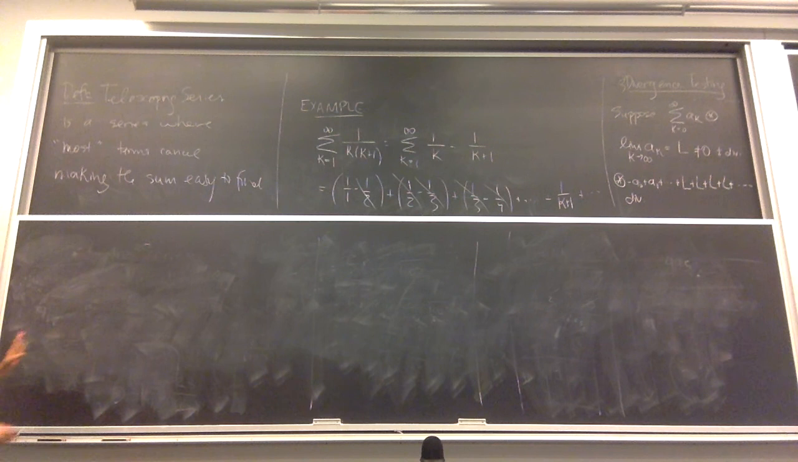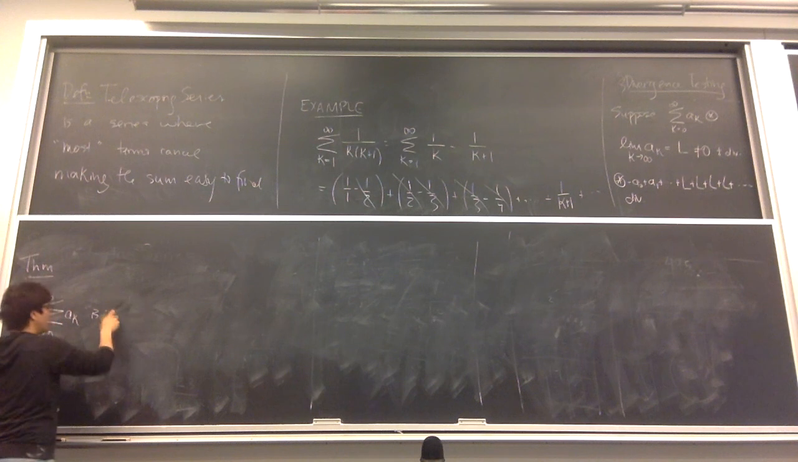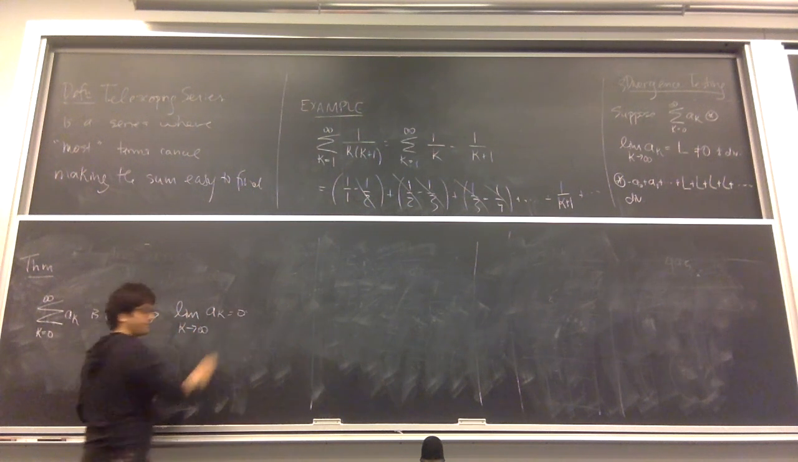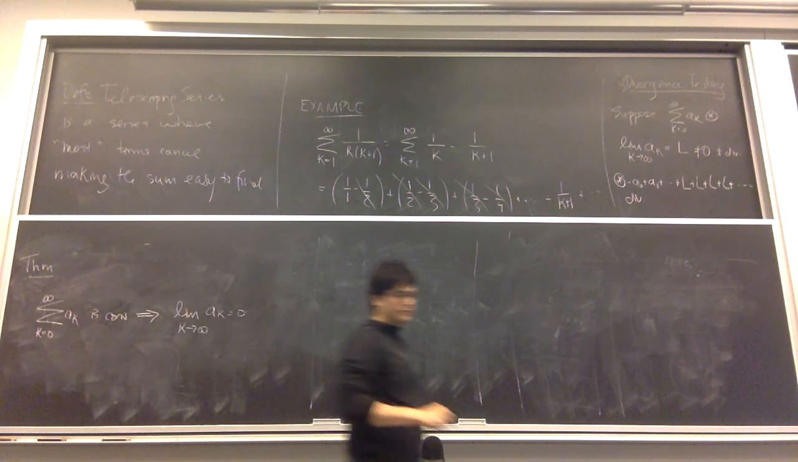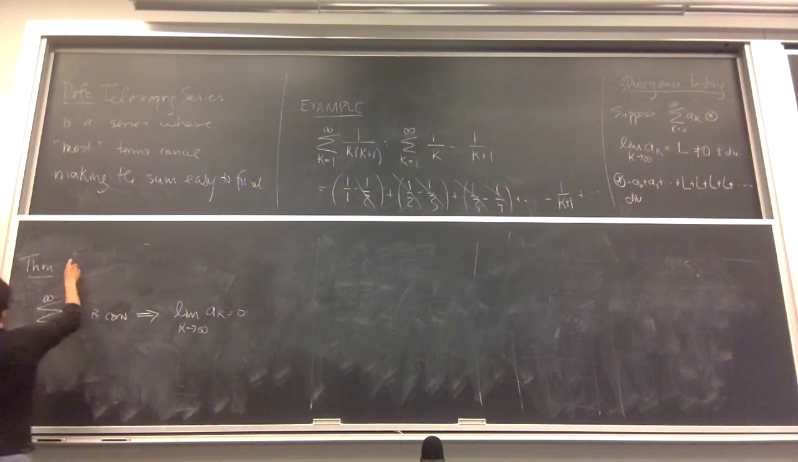Okay, so I'm going to codify that into a statement, and we have to be very careful about inferences here because people make this mistake all the time. We know if this sum is convergent, then the limit of a_k as k goes to infinity is 0. This is called the divergence test, the nth divergence test.